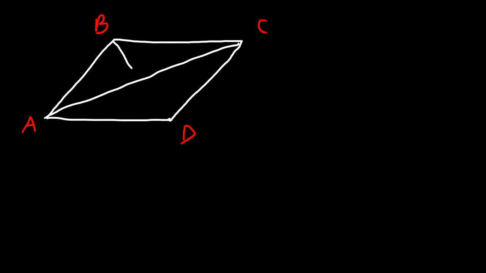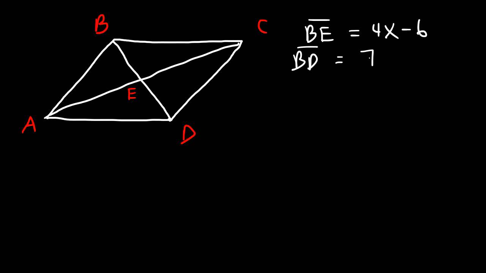Here's another math problem for you. So we're going to use the same letters, A, B, C, D. And once again, we're going to have diagonals in this picture. And this is E once again. So let's say that BE is 4x minus 6, and BD, we're going to say it's 7x minus 8. So with this information, calculate the length of ED. Go ahead and work on it.